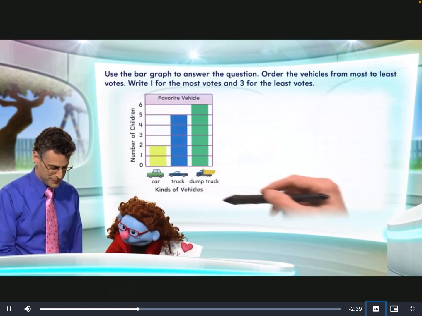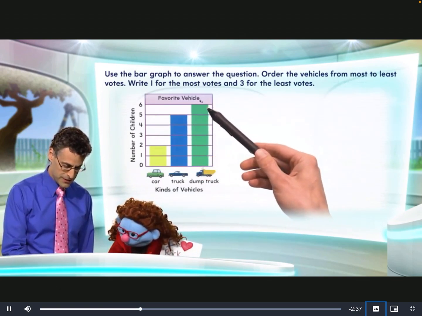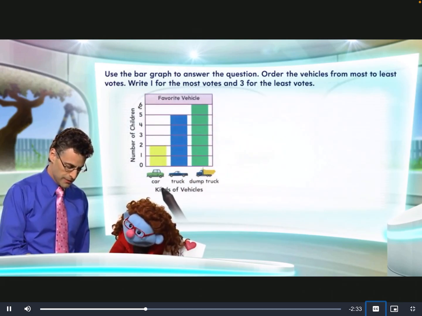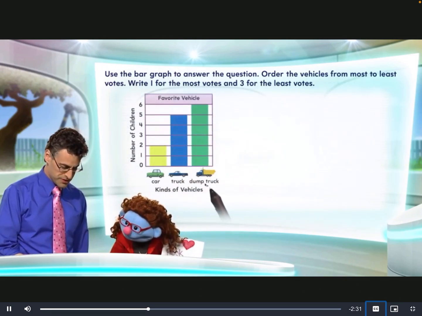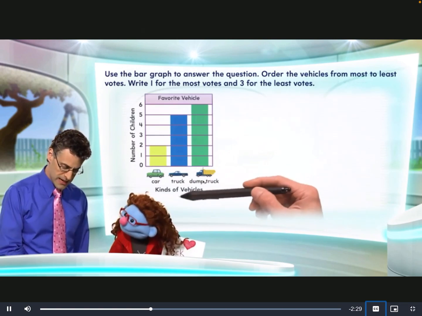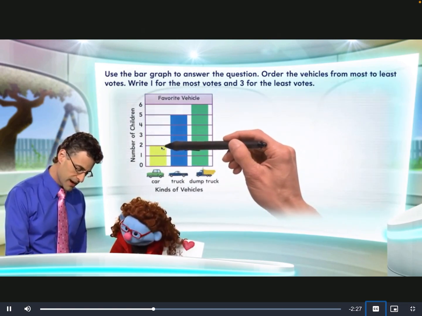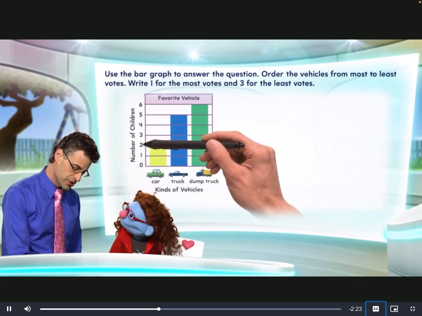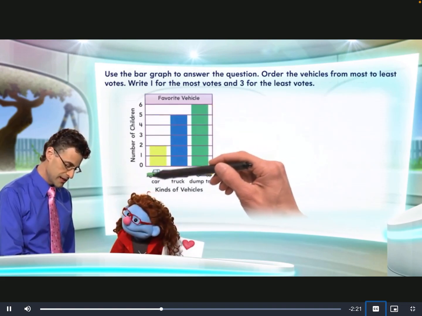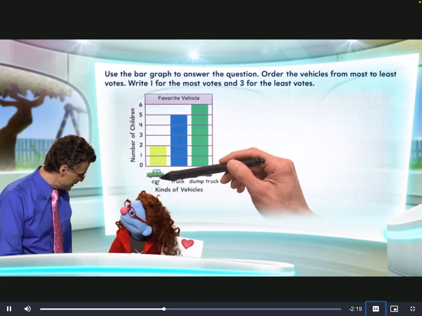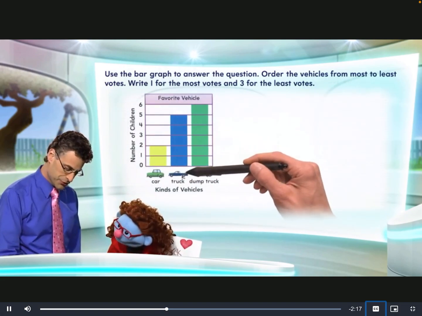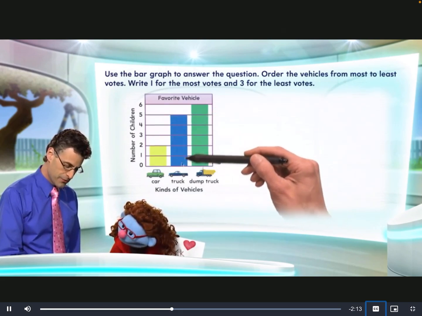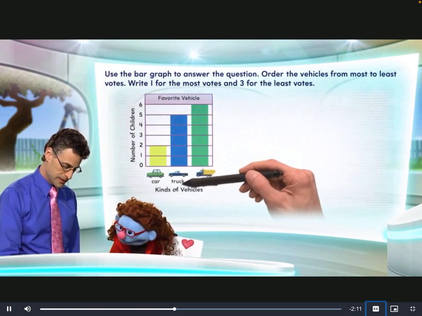So here's the bar graph, and we see the favorite vehicles. That's what we're going to be looking at. The number of children that pick each one of these: car, truck, or dump truck. And the way you read the bar graph is you see where the color ends, and the color ends at a number, and that represents, in this case 2, the number of children that actually pick the car as their favorite vehicle. And here with truck, you see that blue goes all the way up to 5, which means that 5 children actually pick the truck as their favorite.